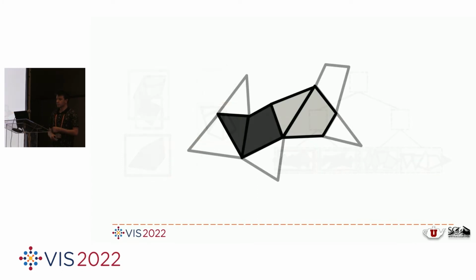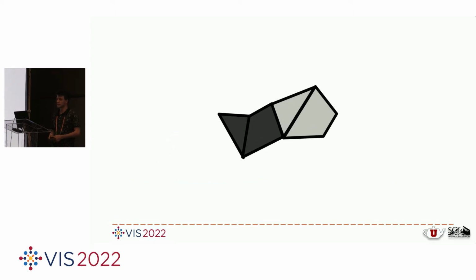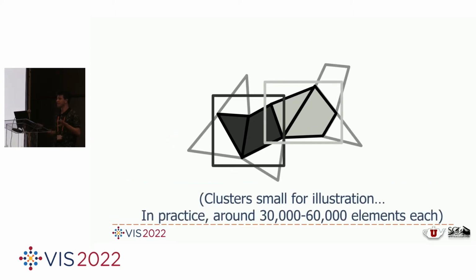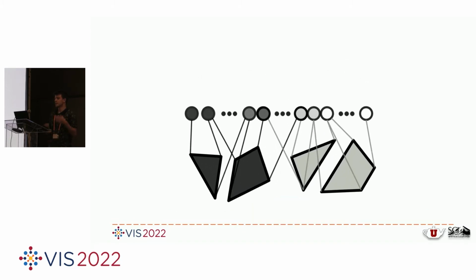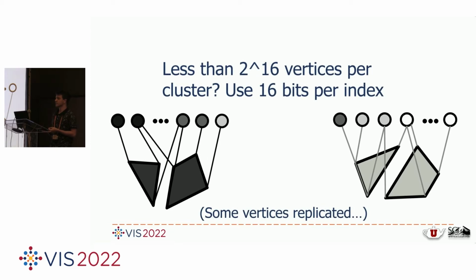The second thing that we can do is recycle that previous reordered set of elements to also compress our unstructured mesh. Currently, our unstructured mesh is dominated by mesh indices, which are about 32 bits each. So what we can do is break up our mesh into what we're calling instance clusters. Each instance cluster contains around 30,000 to 60,000 elements. Then we can ask the question, does this instance cluster use fewer than 2 to the 16 vertices? If it does, then we can instead use 16 bits per index to address into those vertices.